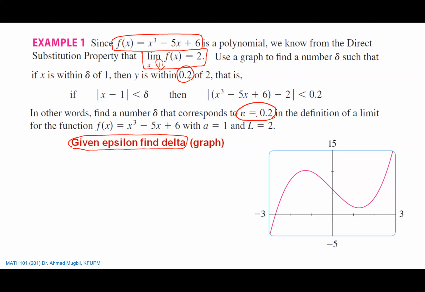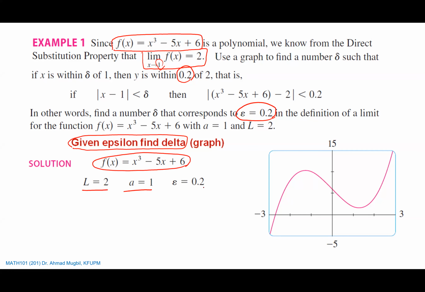Now, to start, you should identify your parameters. This is the function, this is L, this is A, and what we have more here is a given epsilon. Epsilon is given for us, it is 0.2. So what we need to do, ya shabab, is, if the graph is given, you can use it if it is clear for you. It is not easy to use the function. It is a polynomial of degree 3. It is not easy to be solved. So you have to use the graph here, and the graph will be clear for you if it is given.